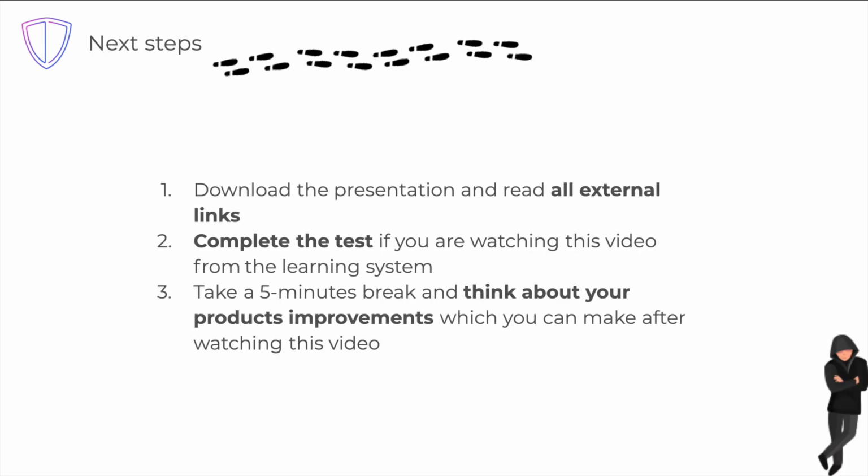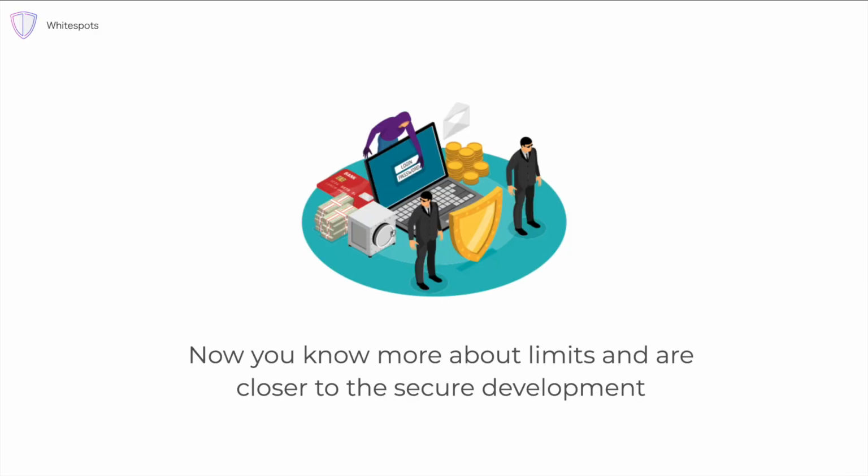So that's it. What are the next steps? First, download the presentation and check out all the materials in the slide links. Second, if you're watching this video from the learning platform, then you can take the test to check your learning. Finally, take a 5-minute break to think about how you can make your company super safe, following the methods we have learnt. That's a wrap.